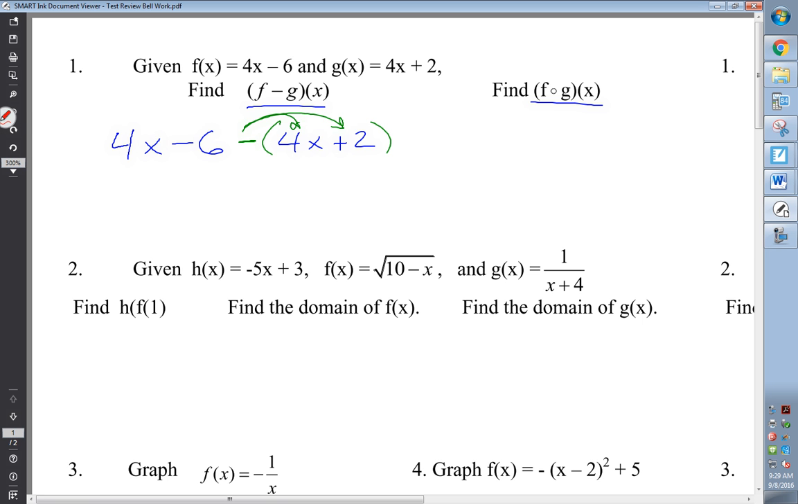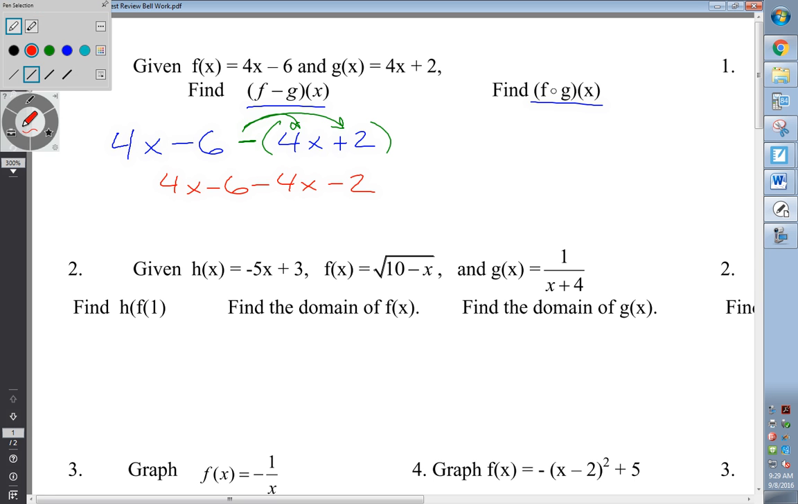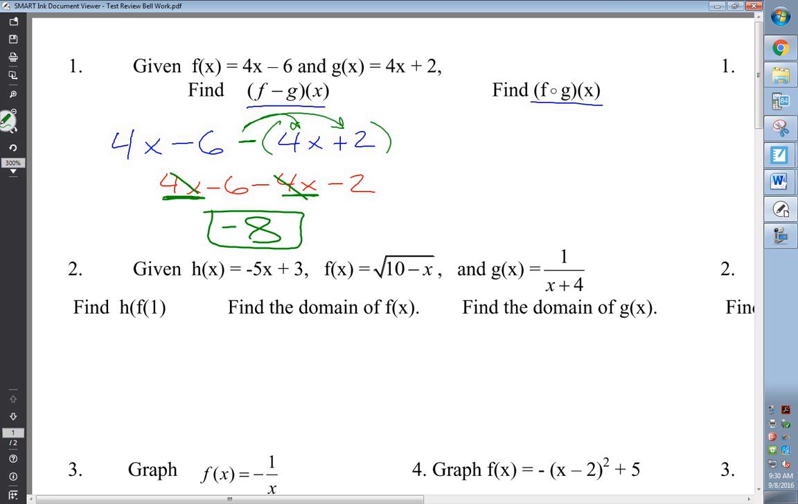So then my problem becomes 4x minus 6 minus 4x minus 2. Then it's just a matter of combining like terms. The biggest thing we did on our test is we made random equal signs. There's no equal sign in this problem. All you're doing is combining like terms. 4x and negative 4x. What happens when you put those two together? They cancel each other out. And then negative 6 minus 2 is negative 8. Done. Don't put a random equal sign. If there's not an equal sign, don't throw it in there. That was our biggest mistake when we took the test.